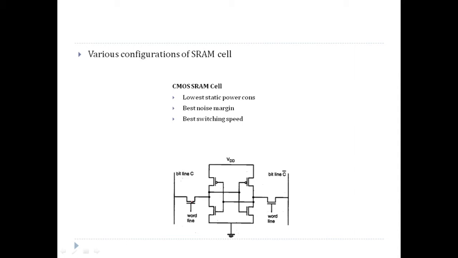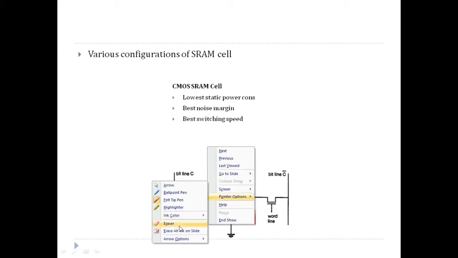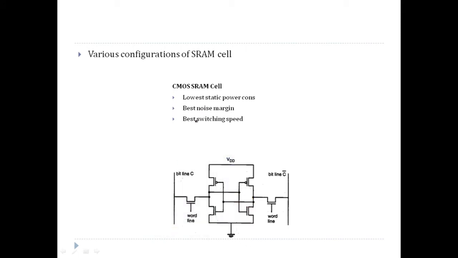Second advantage is better noise margin. For the same reason, when this is turned on, it presents very small, almost negligible resistance. So its VOH is almost equal to VDD, and when it is pulled down through an NMOS, its VOL becomes 0. The switching speed is also better because the resistance of this is very small, so it has a better switching speed.